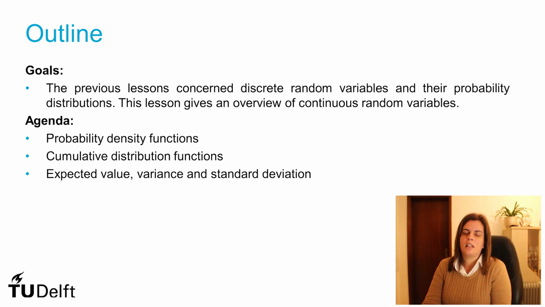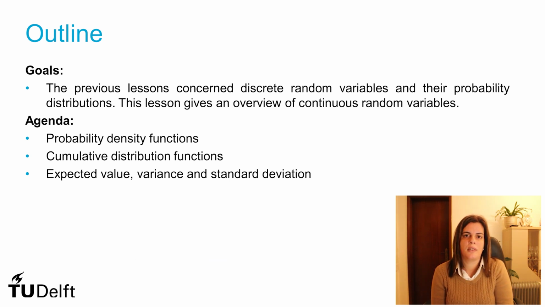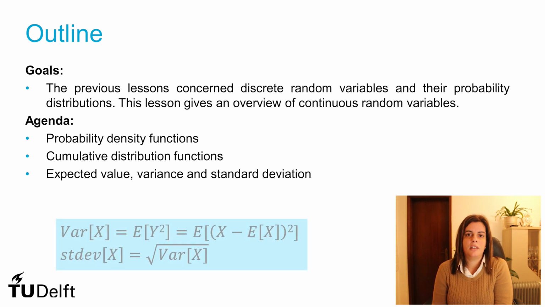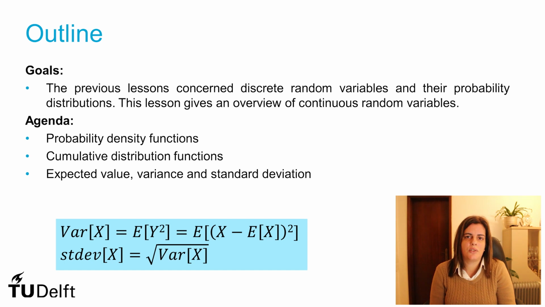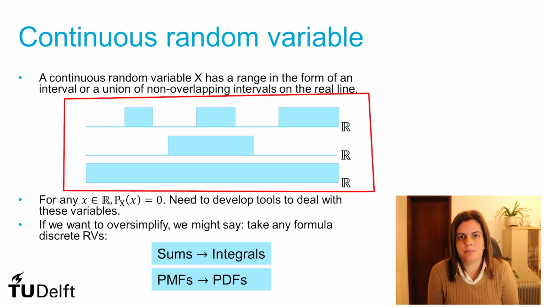We will also talk about the implications of having a cumulative distribution function for continuous variables, and finalize by talking about how we can calculate the expected value, the variance and the standard deviation of continuous random variables. The range of a continuous random variable is in the form of an interval or a union of intervals, and that's what distinguishes it from discrete random variables.